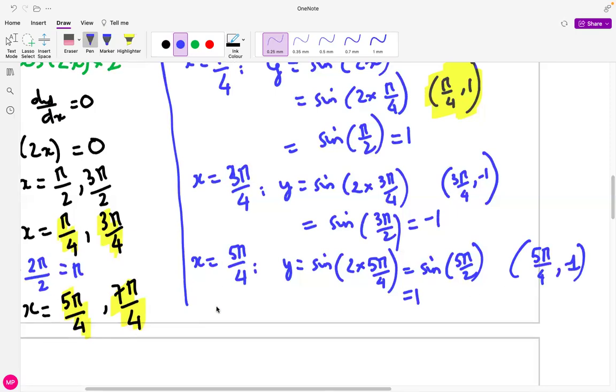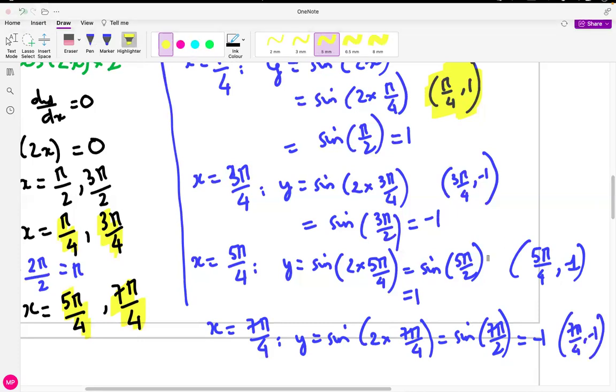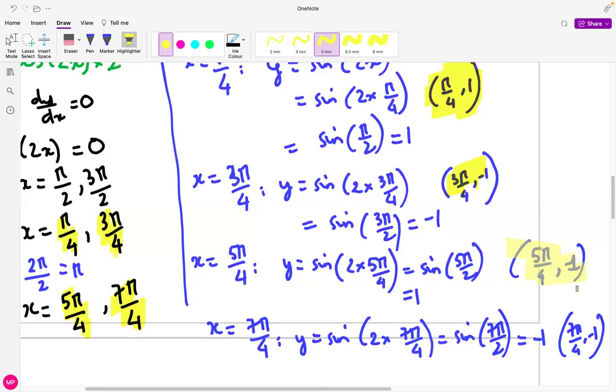And then finally, you have 7π/4. So when x equals 7π/4, y equals sin of 2 times 7π/4, which is 7π/2, and sin of 7π/2, 3.5π. That will get you back at -1. So you will have (7π/4, -1). There you go. So you would have 4 stationary points. Okay.